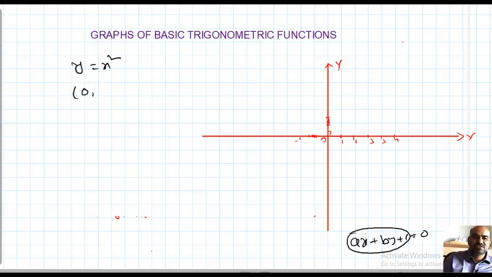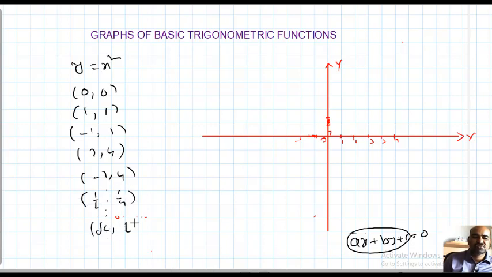If x is 0, y is 0; x is 1, y is 1; x is minus 1, y is 1; x is 2, y is 4; x is minus 2, y is 4. Like that you need to take infinitely many. If x is half, y is 1 by 4; x equal root 2, y is 2. Like that you take infinitely many ordered pairs and plot all those ordered pairs on this coordinate plane.